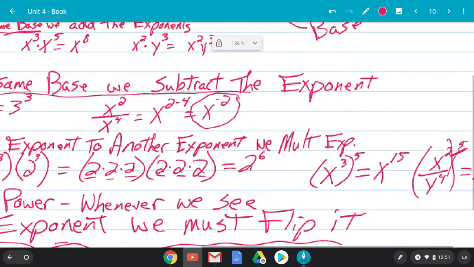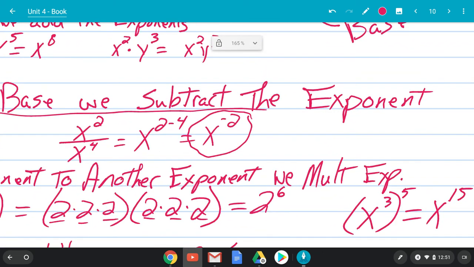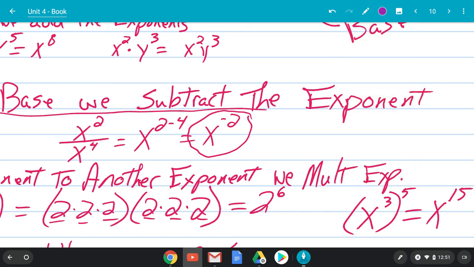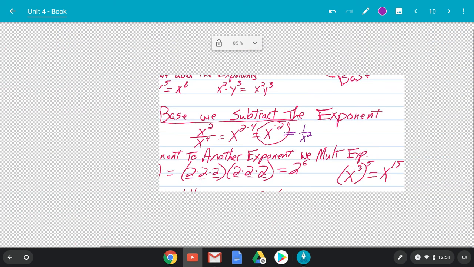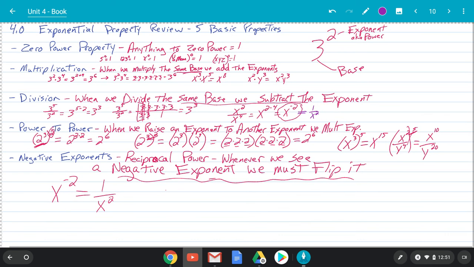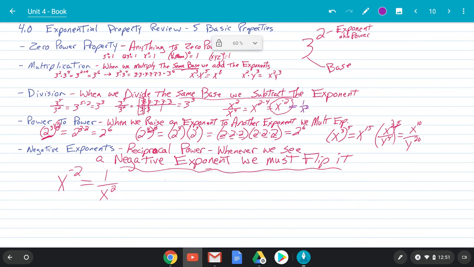So let's go back up here to this one that we saw earlier. So this then would become 1 over x squared. So those are our 5 basic properties that are dealt with in this section.